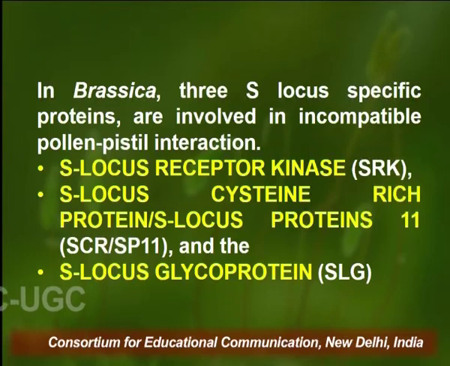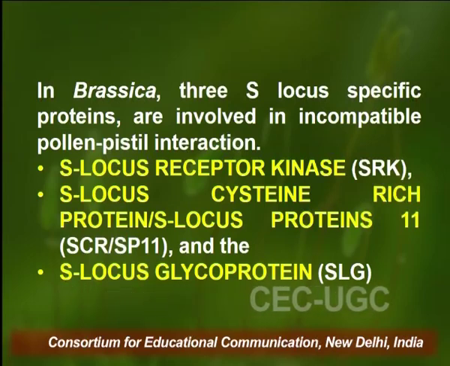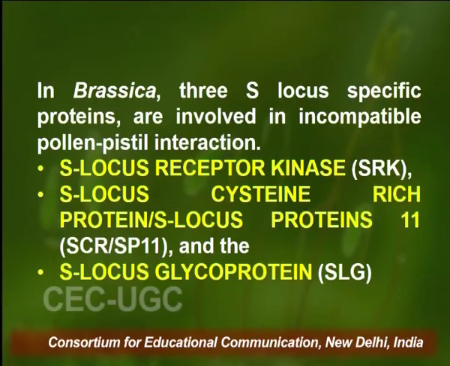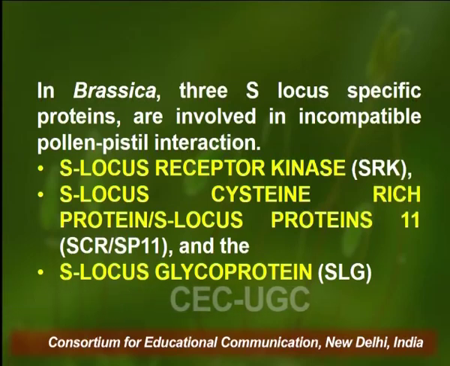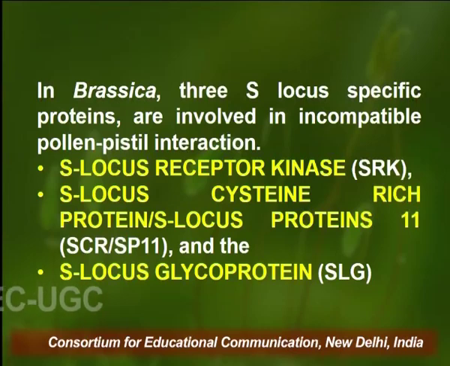In Brassica, 3 S locus specific proteins are involved in incompatible pollen pistil interactions. One is SRK, that is S locus receptor kinase, another is SCR, S locus cysteine rich protein, also called S locus protein 11, and the third one is SLG, that is S locus glycoprotein. So, these 3 are primarily involved in incompatible pollen pistil interactions.